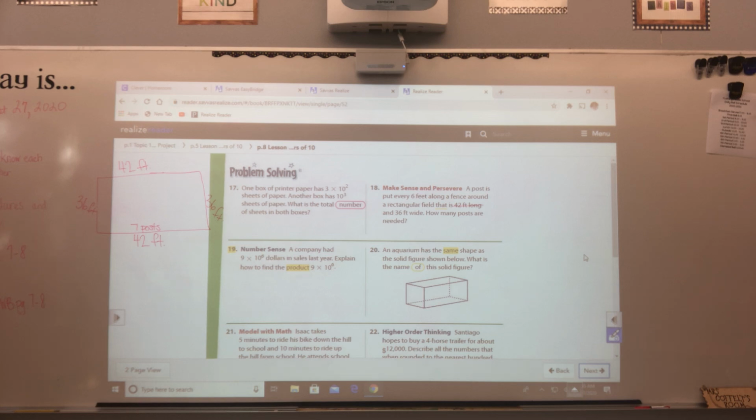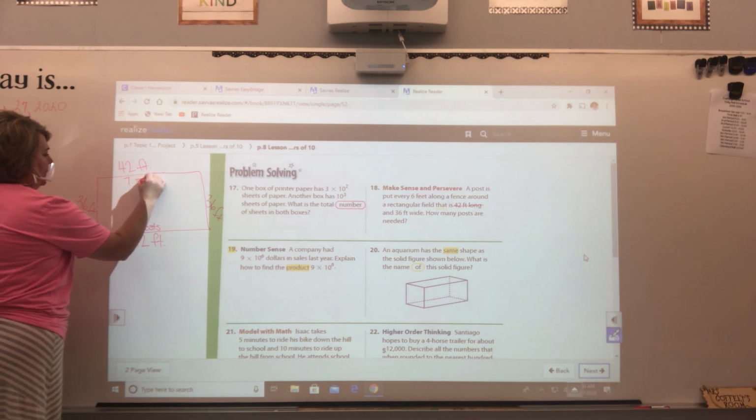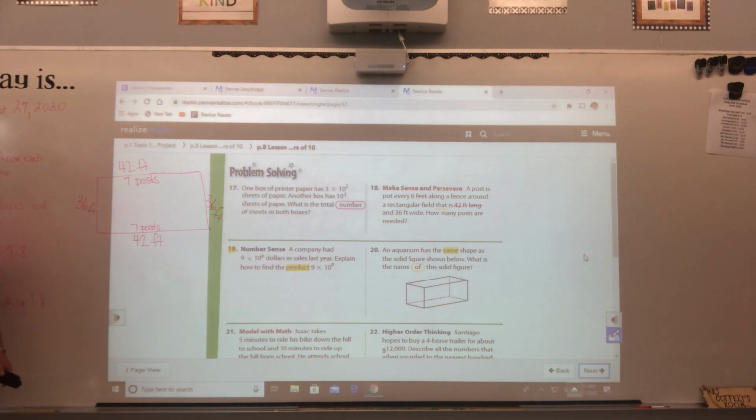That's why you've got to know your multiplication facts. So if this bottom part has 7 posts, how many posts do you think are going to go up here on the top? 7. Because it's got to go all the way around.